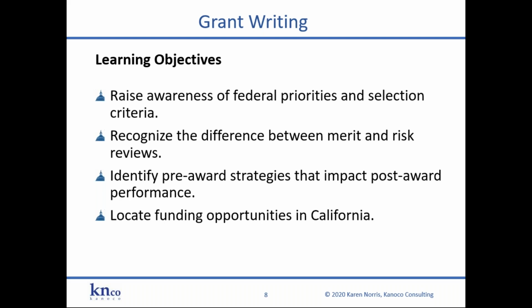Third, we want to look at some pre-award strategies that impact post-award performance. So the better we manage at pre-award, the easier and the better we'll be able to manage post-award. And then lastly, in addition to federal grant opportunities, I thought it might be of interest to do some searching on private funding opportunities in California. And the last learning objective will be a whole list of private foundations and corporate giving that you can look for funding in addition to the federal grants.